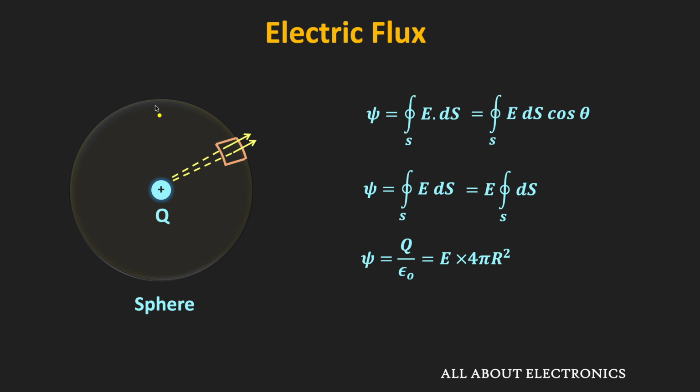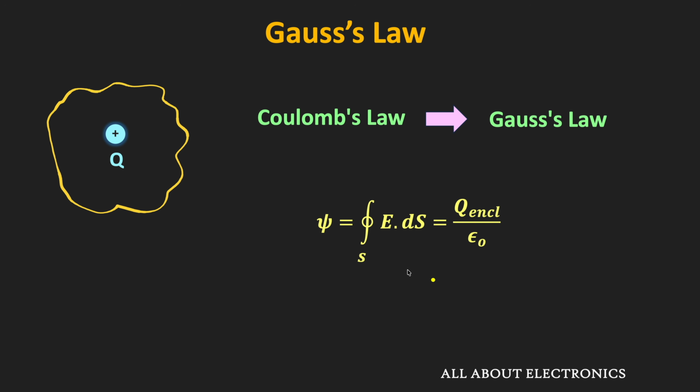Because at the distance of r, the value of this electric field intensity is equal to this Q divided by 4 pi epsilon naught times r square. So basically, that expression came from the Coulomb's law. And with the help of it, we got this expression. So we can say that using the Coulomb's law, we got the expression of the Gauss law. And the reverse is also true. That means using the Gauss law expression, we can also find the expression of the Coulomb's law.